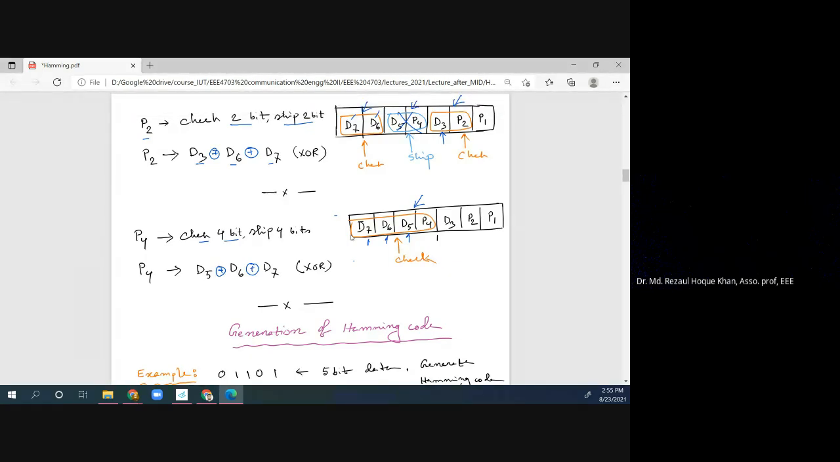Up to this point, is it understandable, guys? This is how we find P1, P2, and P4, the parity bit values, because once you know the message bits, you can find the parity bit values.